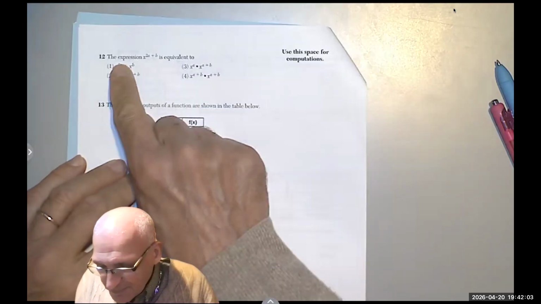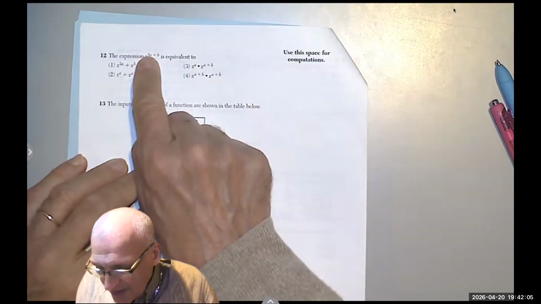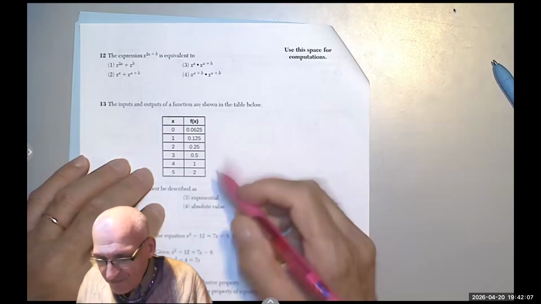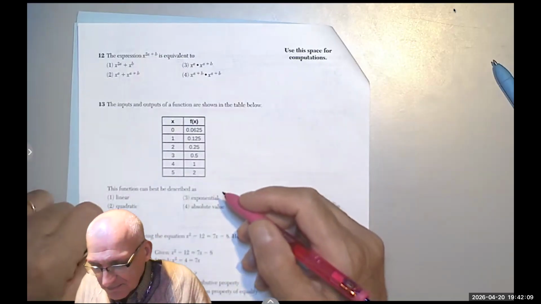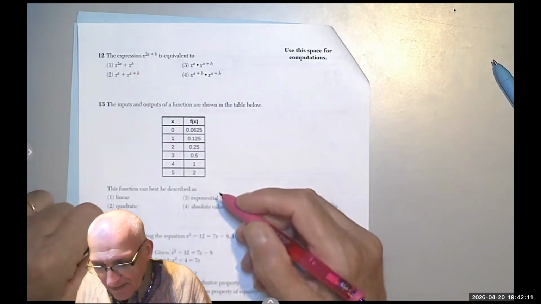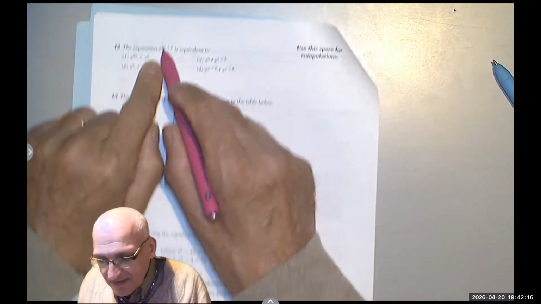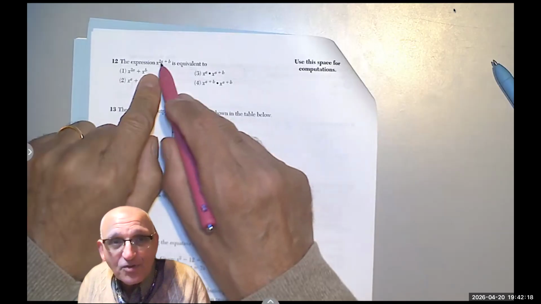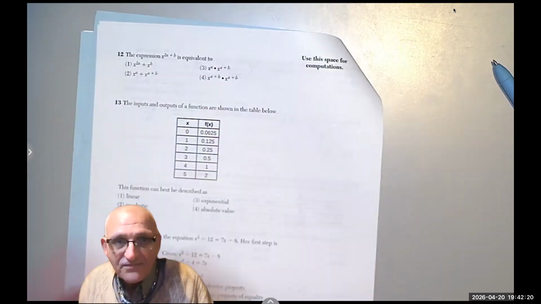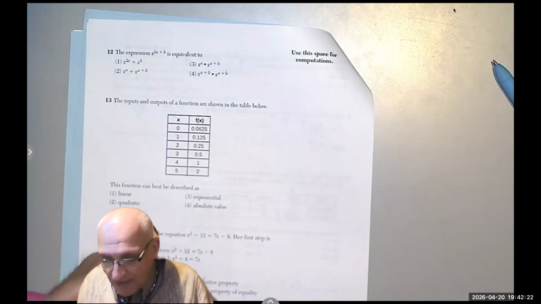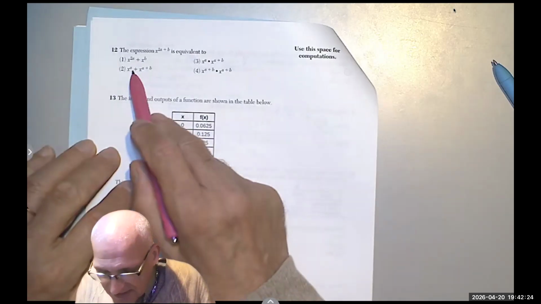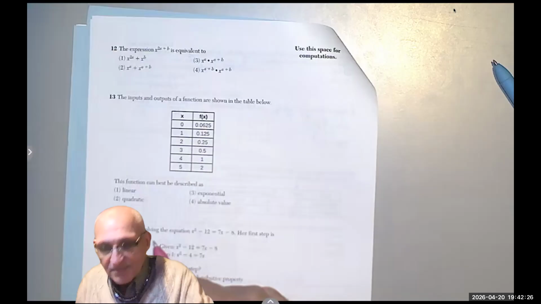Alrighty, the expression x to the 2a plus b is equivalent to what? Well, we know that addition in the exponent means a multiplication of two exponents, right? So when it says plus or plus, I simply ignore them. It's one of these two. Let's do the top.